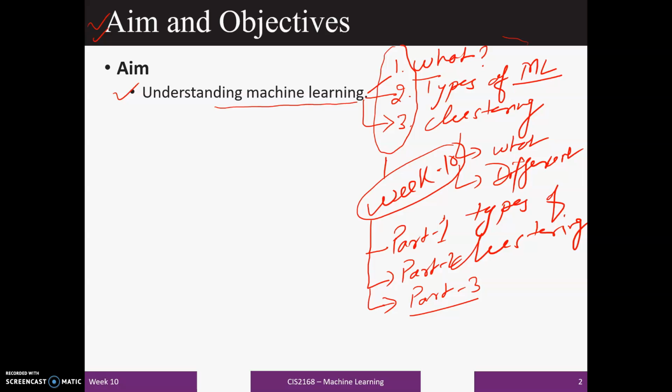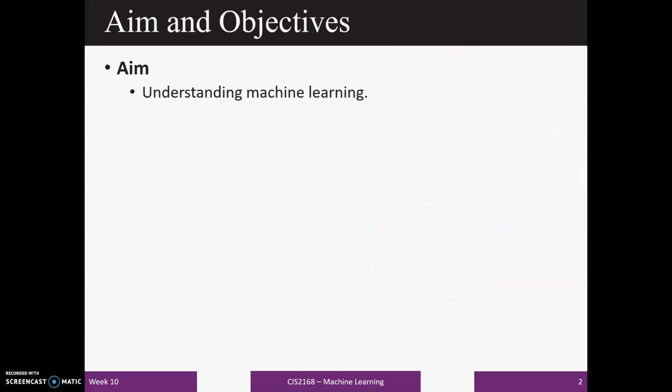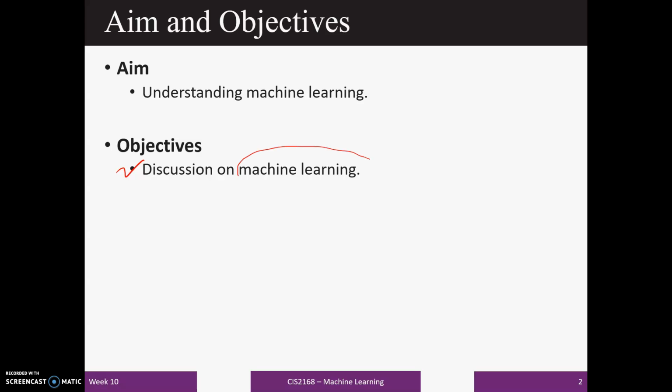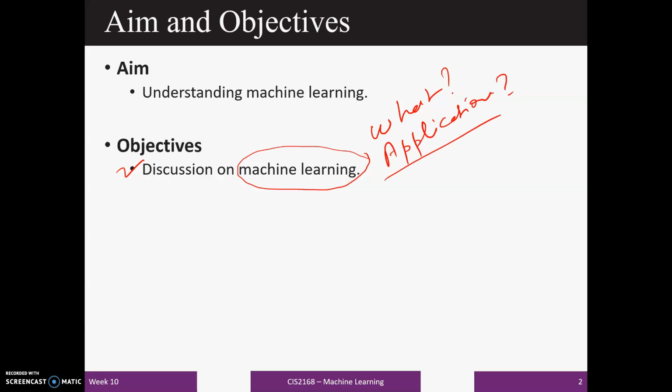Considering these 3 bullet points, I have framed the objectives for the week 10 session. The first objective is discussion on machine learning. The keyword is machine learning, and in this we will discuss what machine learning methods are and applications of machine learning methods. These 2 things I will cover under this objective.